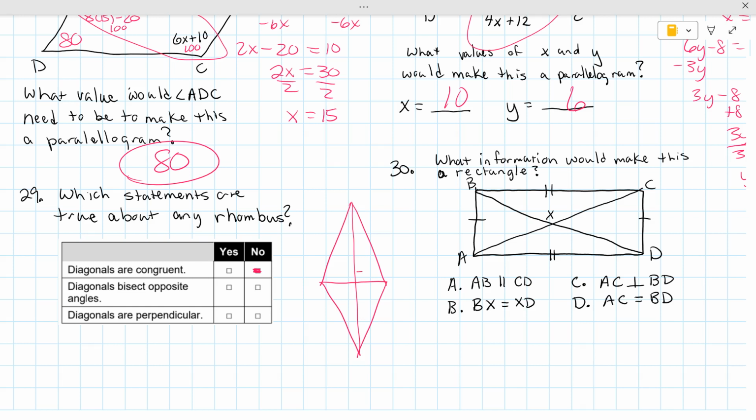Is this diagonal the same length as this diagonal? No. Are the diagonals perpendicular? Yes, they are. Do the diagonals bisect opposite angles? Yes, they do. So it's yes for those two, no for the other one. This is a rectangle. This is a rhombus.